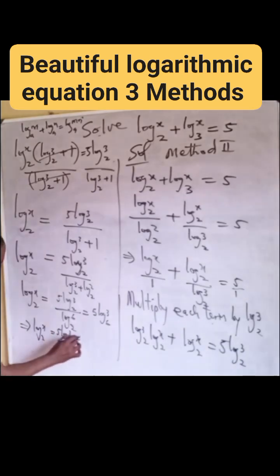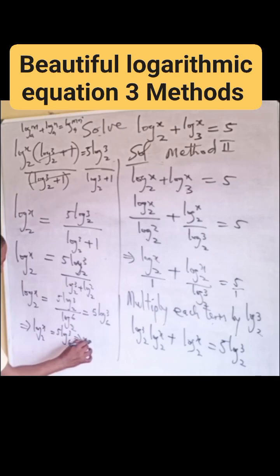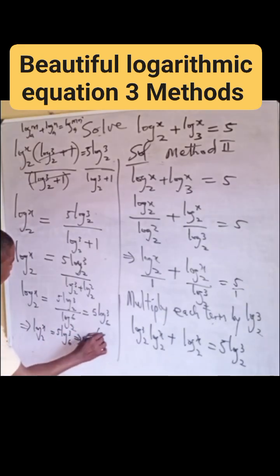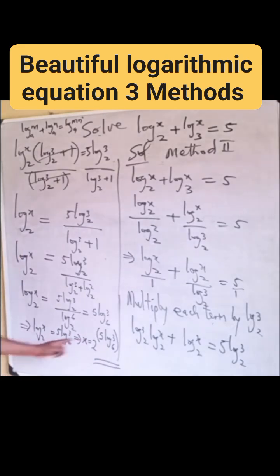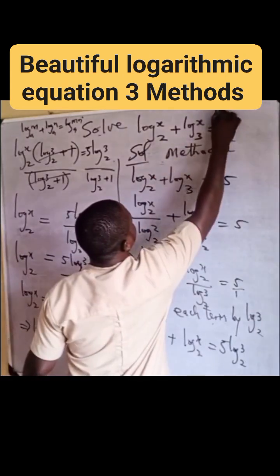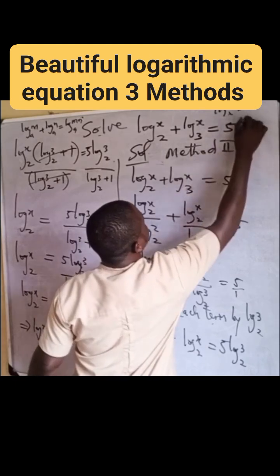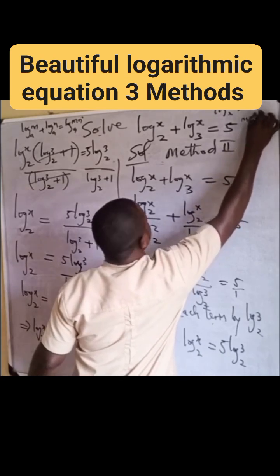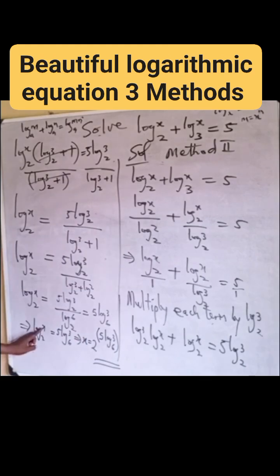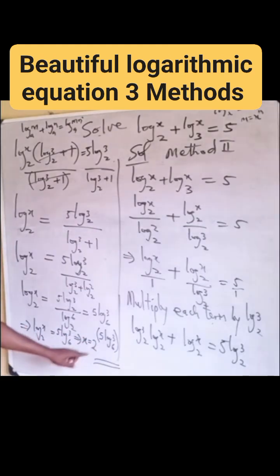And if that is the case, this implies that x is equal to 2 to the power of 5 log 3 base 6. And this is our final answer. This is our final answer, because see the law we applied here: the law says if we have log m base x is equal to n, then our m will be equal to x raised to the power of n. Therefore our x will be 2 raised to the power of this, which is this.